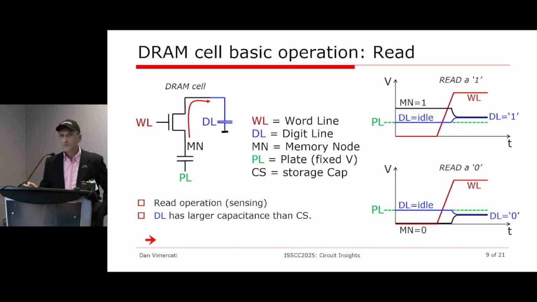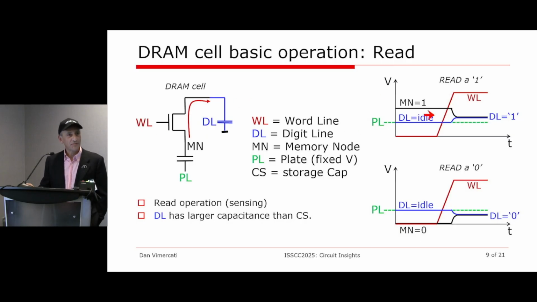Okay, but now we are starting to see how we are sensing the cell, how we are reading the cell back. At a certain point we want the data that we stored before back, and to give that to the user. And again, this access transistor was floating. For example, we are reading a 1. The memory node was 1 volt. The digit line starts at the plate voltage, which is 0.5. When we turn on the word line, this transistor turns on.